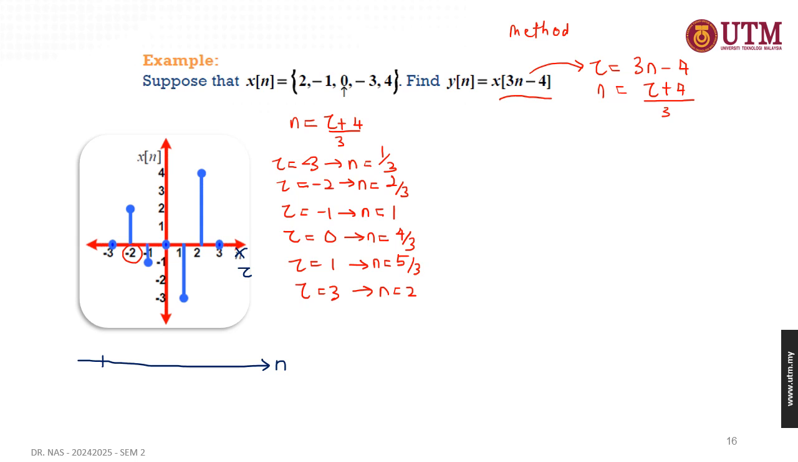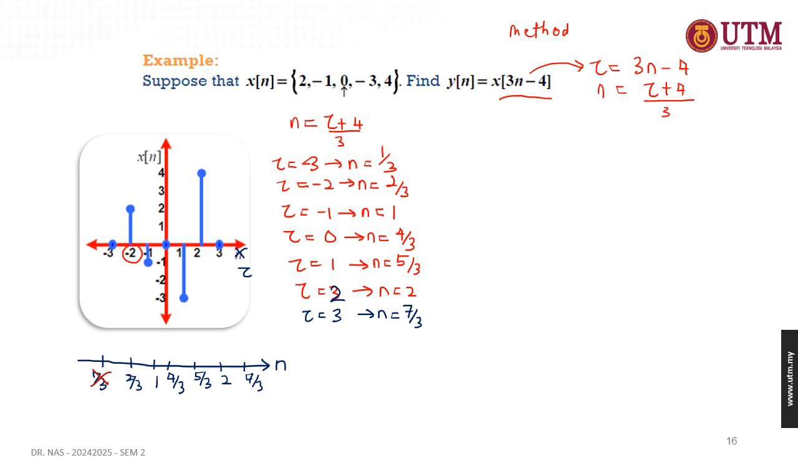When minus 3, it is 1 over 3. When it is minus 2, it is 2 over 3. When it is minus 1, it is 1. 0 is 4 over 3. 1 is 5 over 3. When tau equal to 2, it is 2. And then tau equal to positive 3, so the n equal to 7/3.